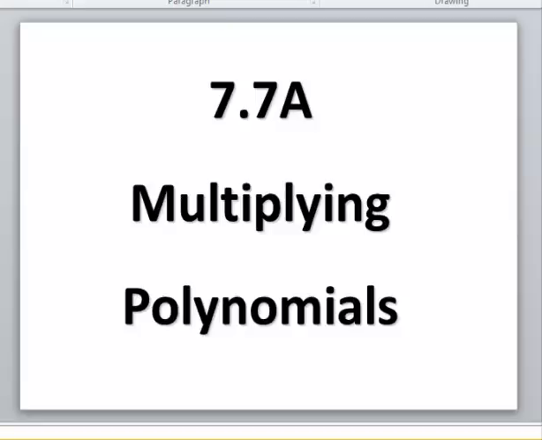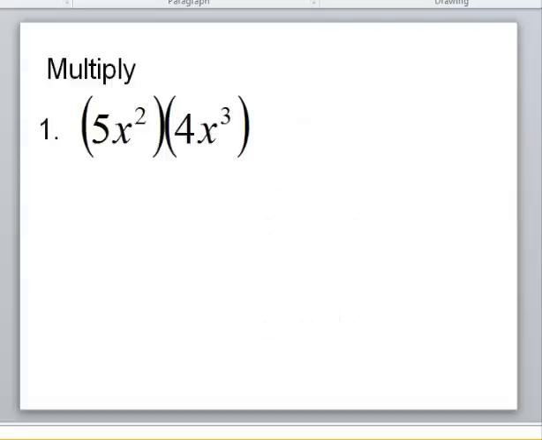Alright, today we're going to be multiplying polynomials, or monomials. In this case, the first few cases we're just multiplying two monomials together. I know they're monomials because they don't have any addition or subtraction signs in them. And so I'm just going to multiply 5 times 4, which is 20.